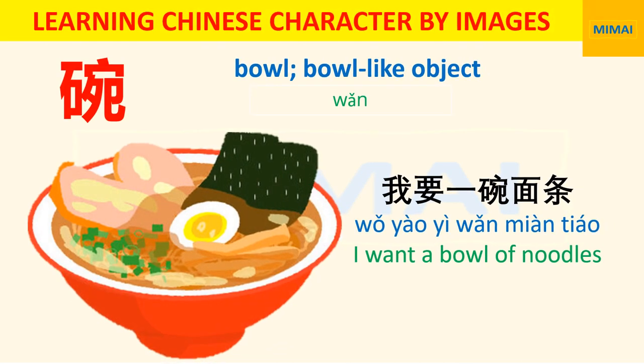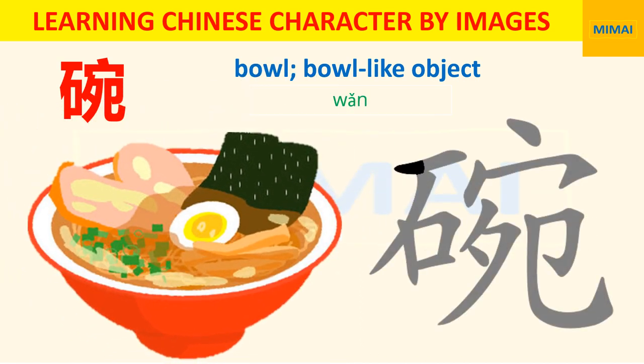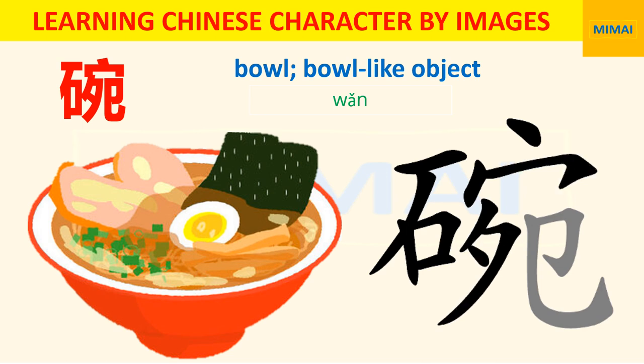Here is an example for this word. I want a bowl of noodles. 我要一碗面条. To remember this word, listen and write after that. Bowl. 碗. Bowl. 碗.